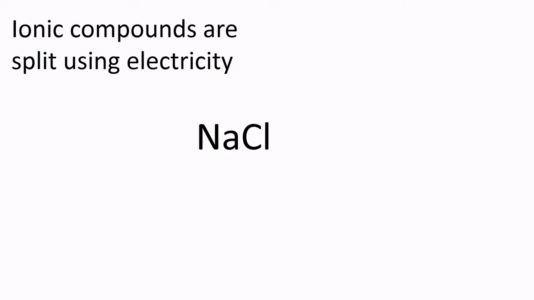Now, do you remember how sodium chloride formed? Well, it's an ionic compound, which means a sodium atom donated an electron to a chlorine atom. The sodium lost a negatively charged electron, which makes it positive, and the chlorine gained a negatively charged electron, which makes it negative. So when you rip sodium chloride apart, you get an Na+ and a Cl-.